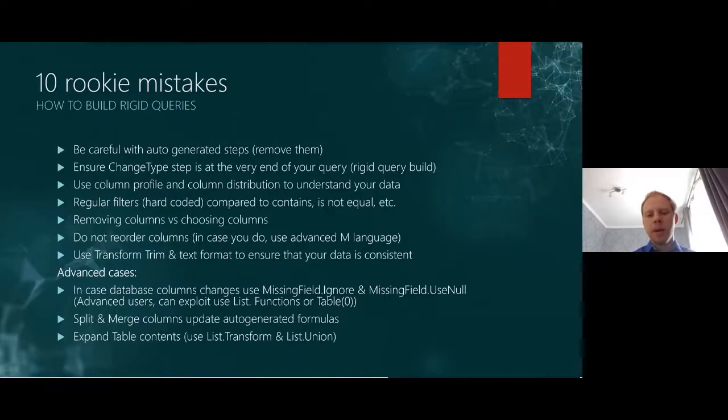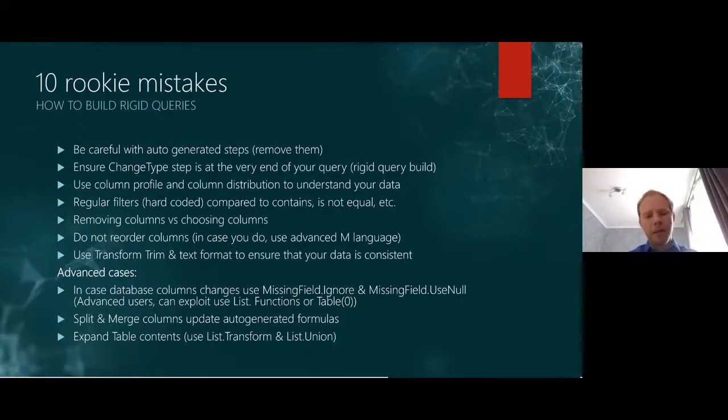What you can do is write MissingField.Ignore or MissingField.UseNull. So what happens if you have previously said that you have these columns, but for some reason this column is not there this time, and when you refresh the data, it would break your query. But if you write MissingField.Ignore, it will simply ignore that. It will say, okay, this is not there, but it's fine because I just ignore it. Or if you write MissingField.UseNull, it will still maintain this column header, but it will just add nulls there because there's no data inside it.